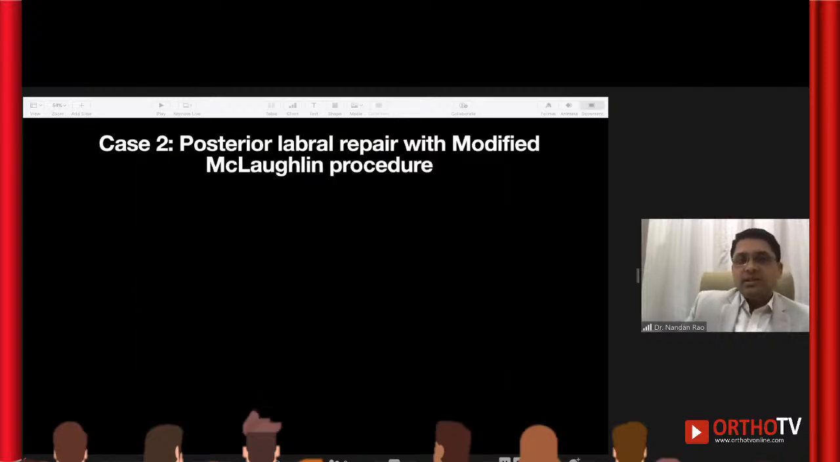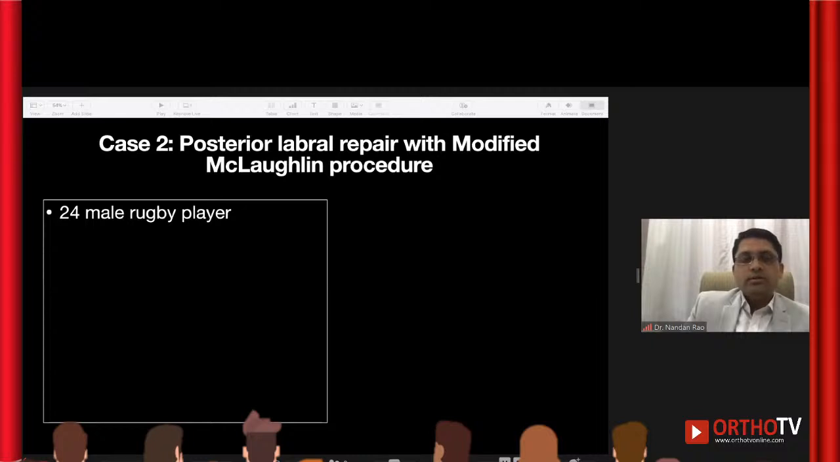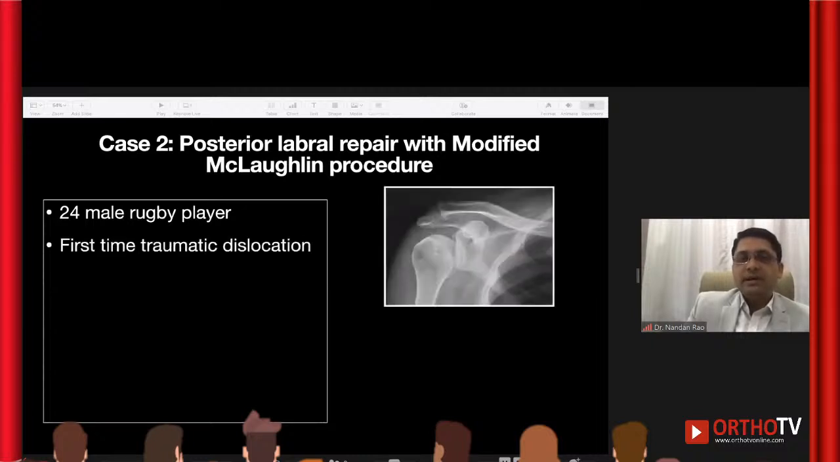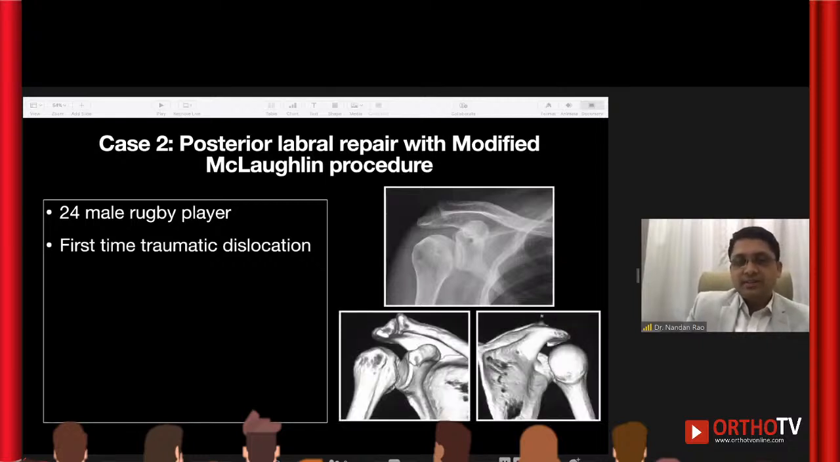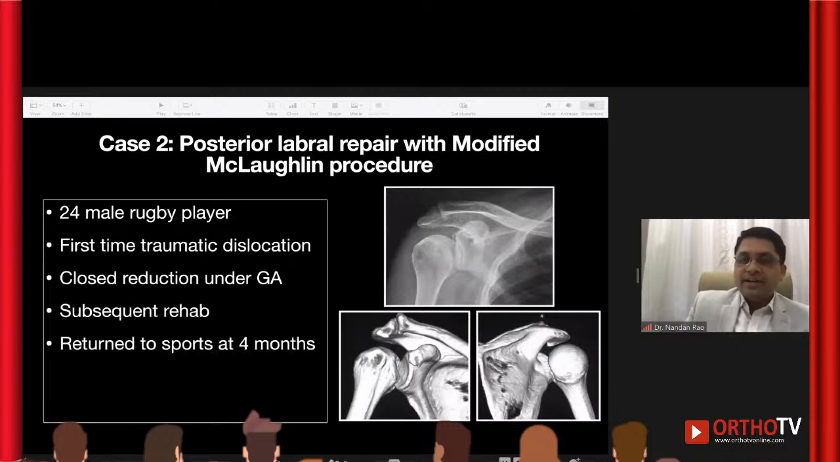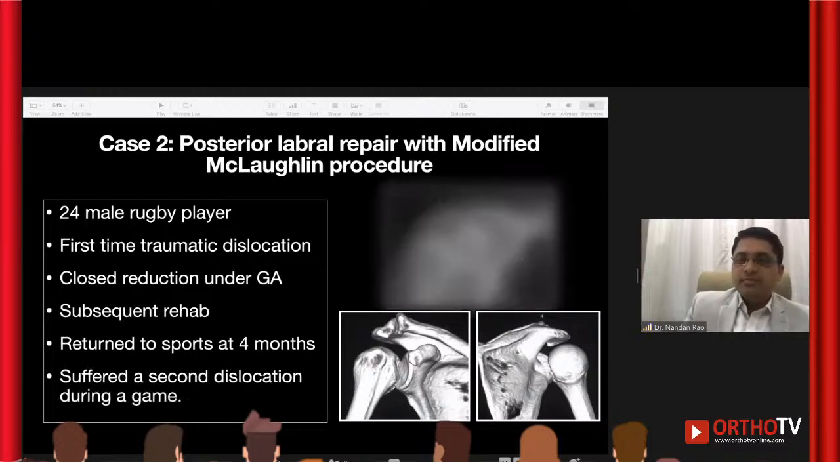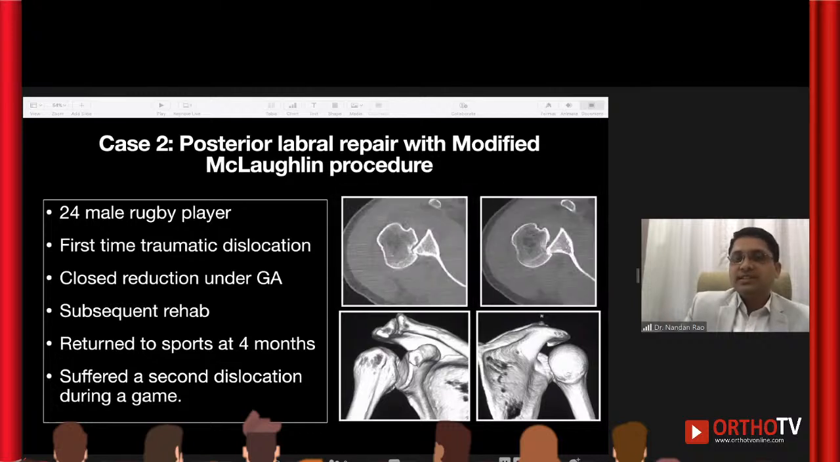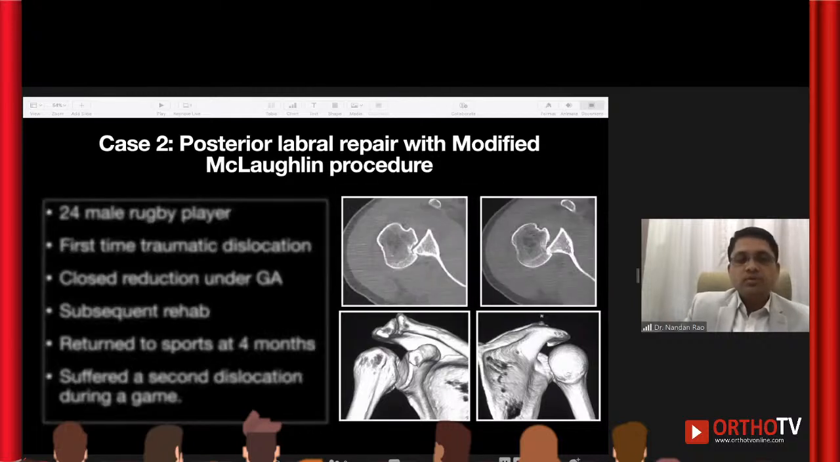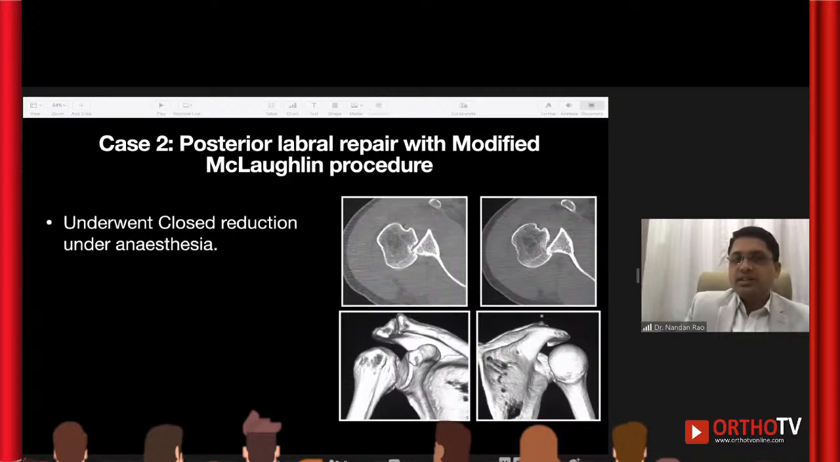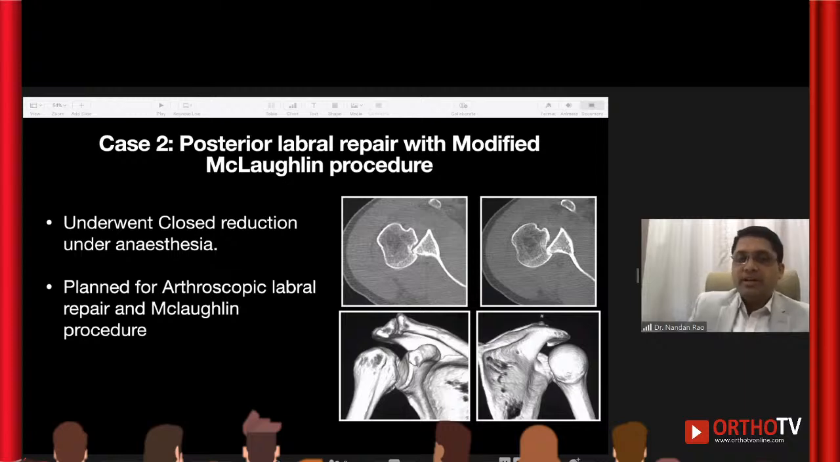So the next case is a 24-year-old rugby player. This is his first time traumatic dislocation. This is the CT scan during the first time. Closed reduction under general anesthesia was done. He underwent subsequent rehab and he returned to sports at 4 months. He again suffered a second dislocation during a game, and this was his CT scan where he had a posterior dislocation. He again underwent a closed reduction under general anesthesia, and we later planned for an arthroscopic labral repair with a McLaughlin's procedure.